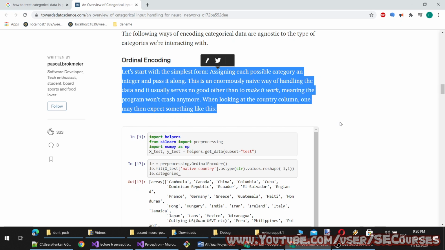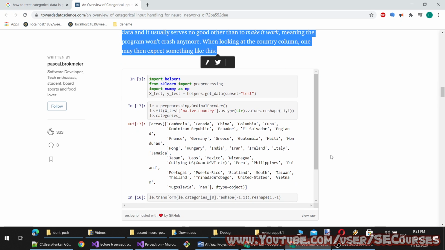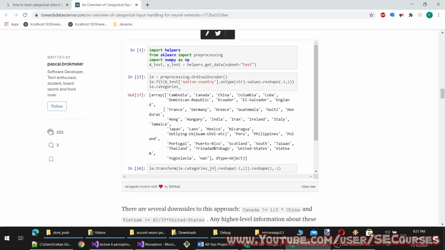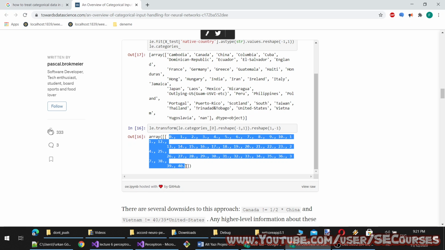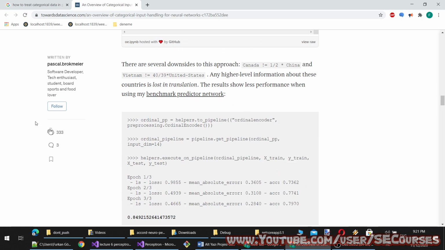This is an enormously naive way of handling the data, and it usually serves no good other than to make it work, meaning the program won't crash anymore. When looking at the country column, one may then expect something like this. Okay, so you see each of the countries is numbered between -1 and 1, I think. Yes, so this is how they have assigned numbers to the countries.